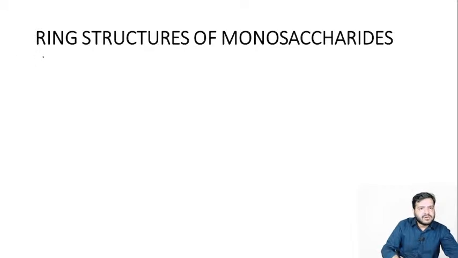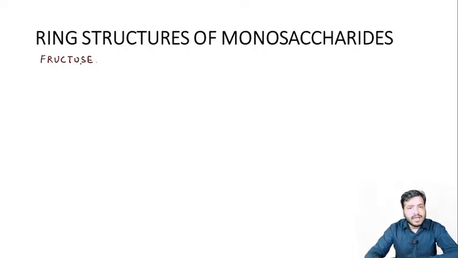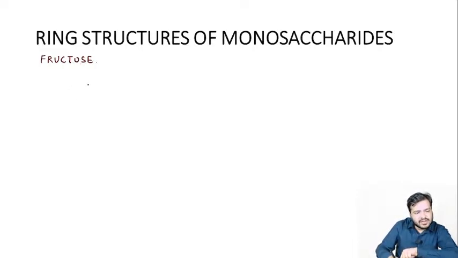Let us start with the ring structure of monosaccharide, that is the fructose. Can anyone tell me कि fructose में कौन सा ग्रुप प्रेजेंट होता है और किस कार्बन पर प्रेजेंट होता है? Which functional group will be present and at what carbon atom? And I will try to draw the structure.